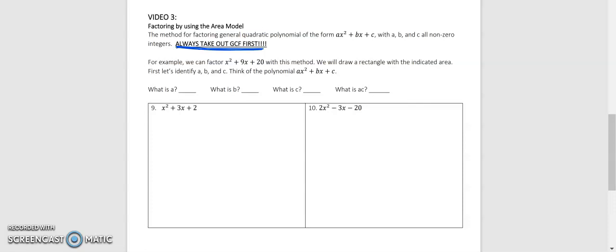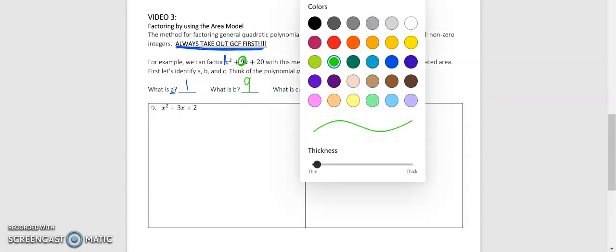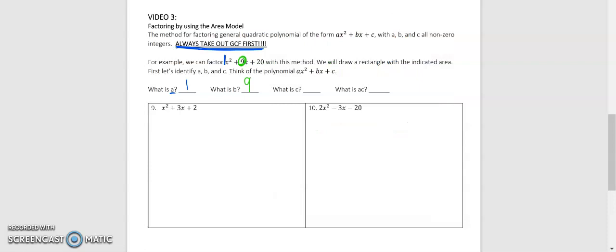So if we look at our first example, x squared plus 9x plus 20, after we draw our rectangle, it is going to be important to identify your A, B, and C terms. Your A term is the number in front of your x squared. In this case, there's no number, but we know there's an understood 1 there, so our A is 1. Your B term is the coefficient in front of your x, so this is going to be 9.